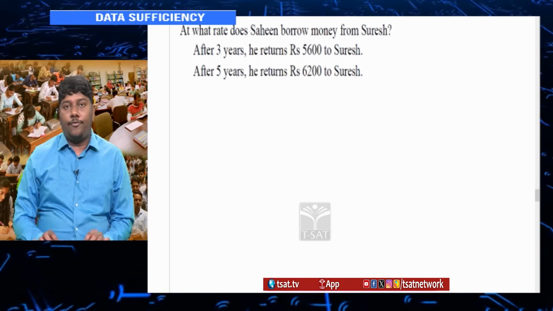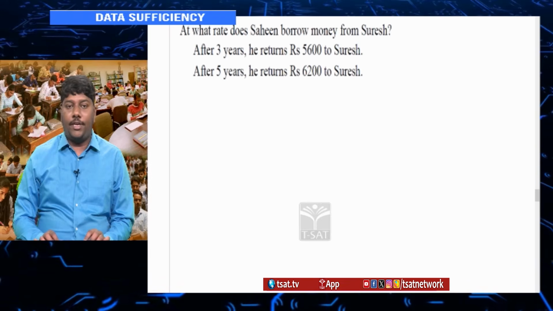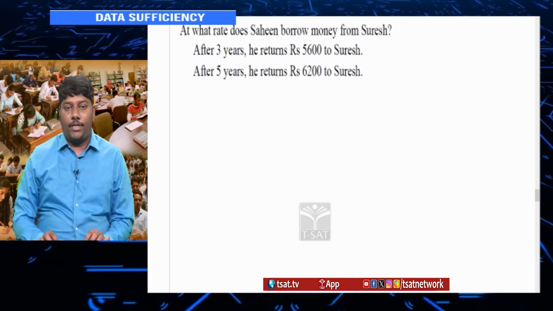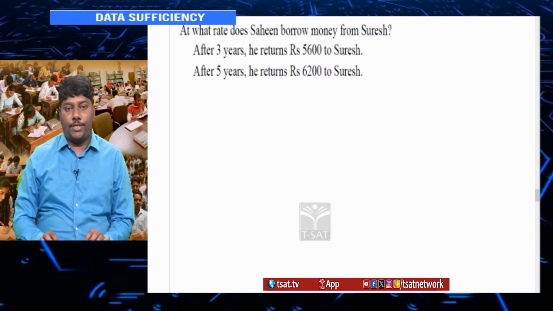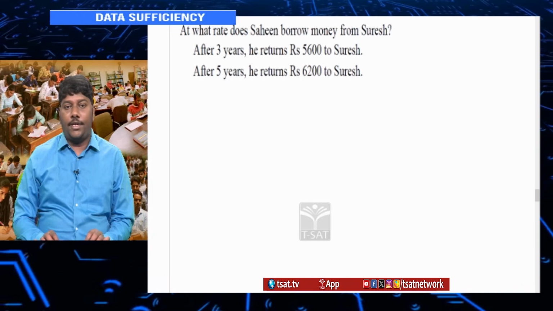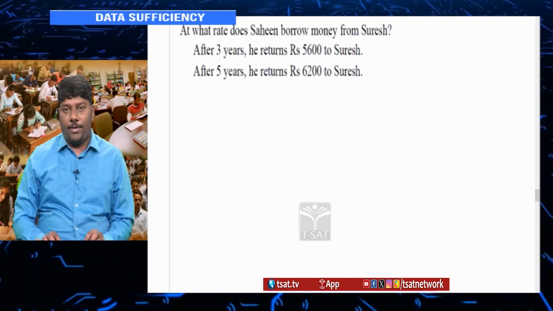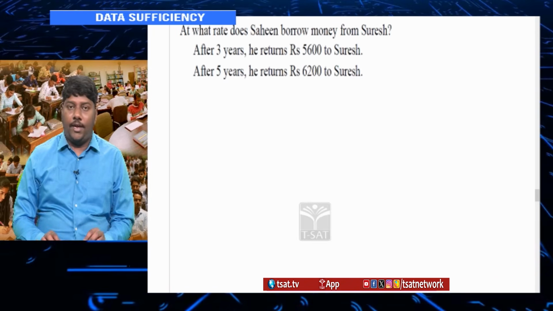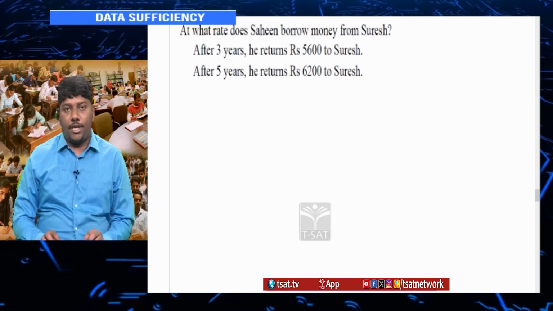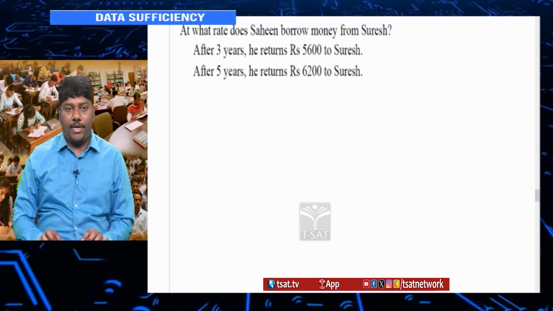At what rate does Shaheen borrow money from Suresh? Now he is asking you to find out the rate. After 3 years he returns 5,600 to Suresh. After 5 years he returns 6,200 to Suresh. In both the cases amounts are given. If you look at statement A, statement 1 alone it is not sufficient, statement 2 alone it is not sufficient, just combine and check it.